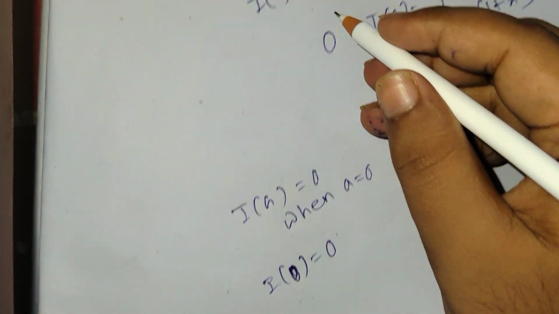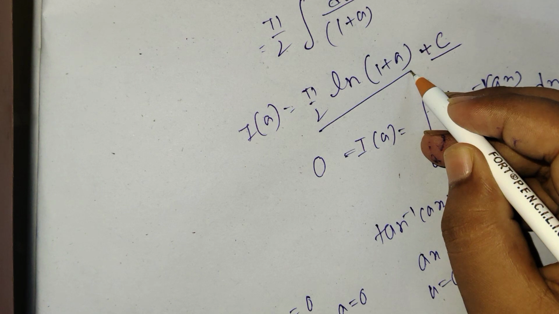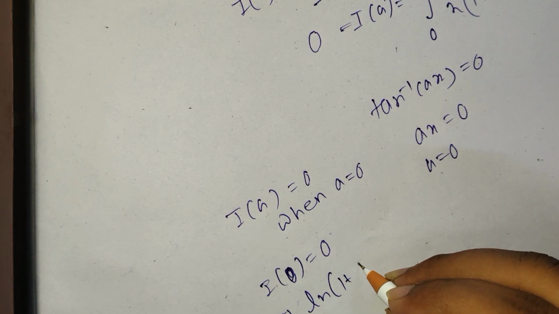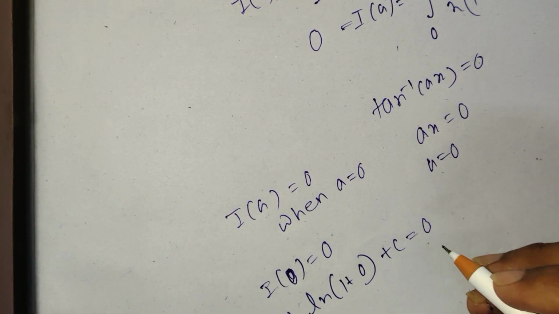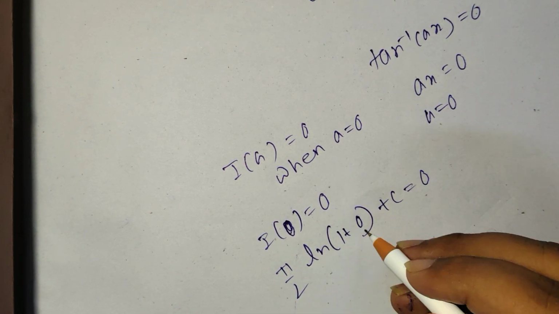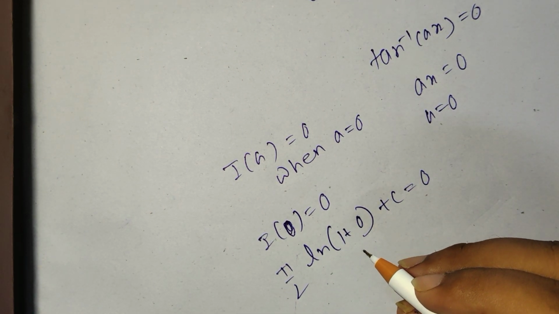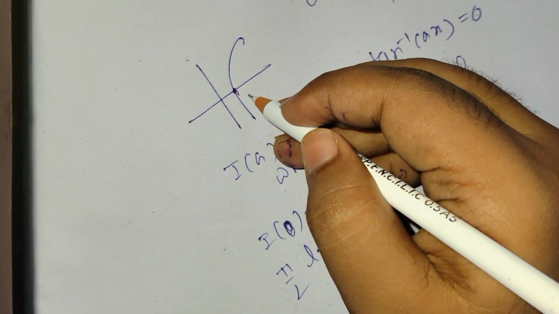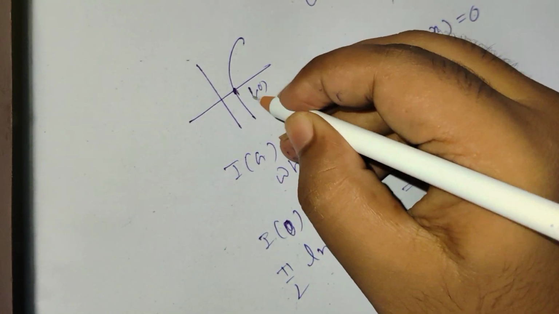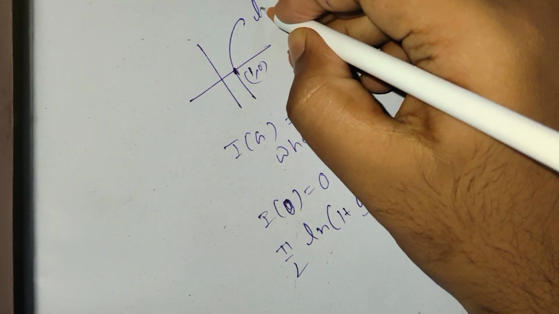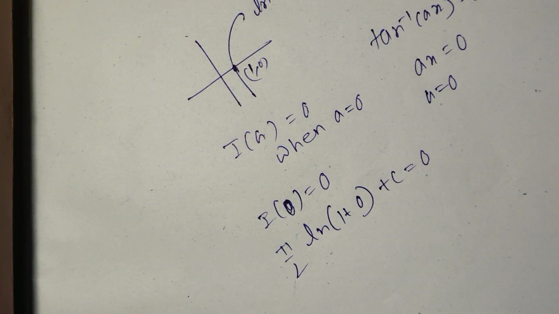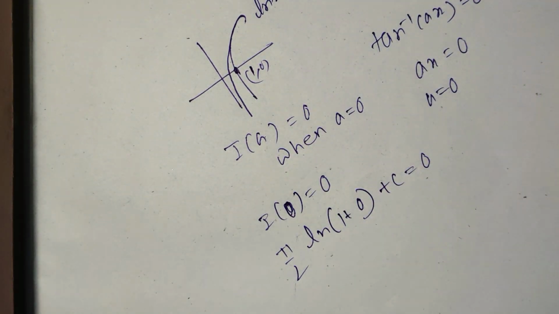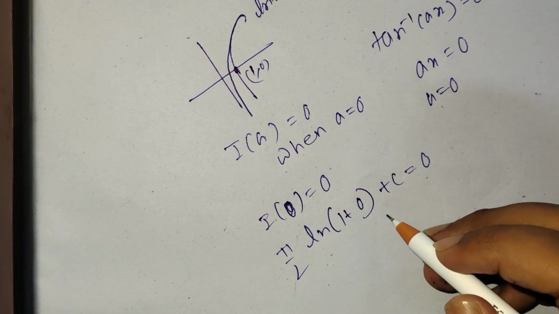Now I0 means we have to replace here the a with 0. So pi by 2 ln 1 plus 0 plus c is equals to 0, right? Now this is nothing but ln 1 and the value of ln 1 is 0, right? From the graph we can easily say that the value of ln 1, this is ln 1 and this is nothing but 1 comma 0, right? So this is ln x. So the graph is looking like something like that. Actually the graph is not like that, graph is looking like that actually. However, just assume it. So the value of ln 1 is 0.